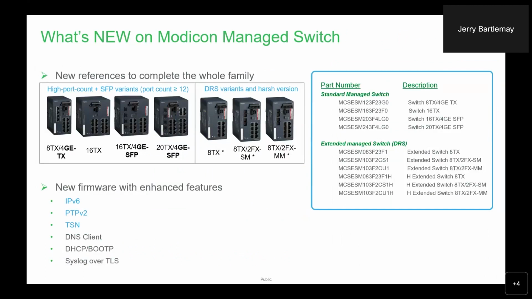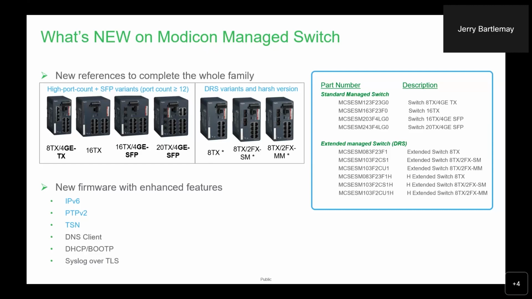All right, so we've got a number of different new references here. The most recent additions to this line are the high port count switches. Several of these have SFP sockets, and several of them support gigabit networking. The first one on the left is all copper. You've got 10/100 TX ports, and then you have 4 gigabit ports, all full duplex. Then we have a 16 by 100 megabit variety. The next two are 16 by 100 megabit ports with 4 SFP sockets.